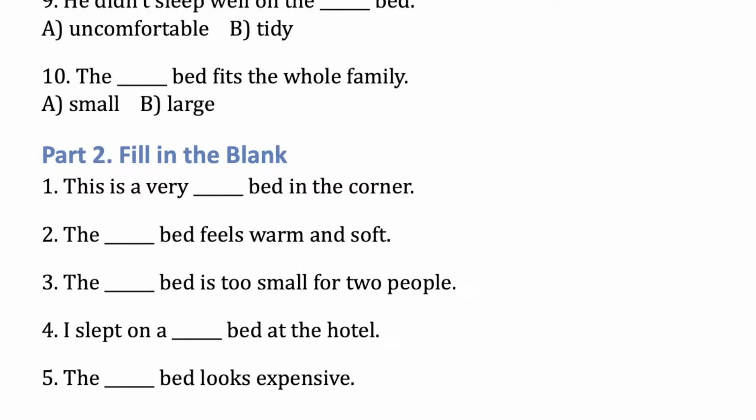Carlos, 3, you have narrow. The narrow bed is too small for two people. Good. Mary has fluffy for number 4. I slept on a fluffy bed at the hotel. That's good. Helga, elegant for number 5. Good, good.